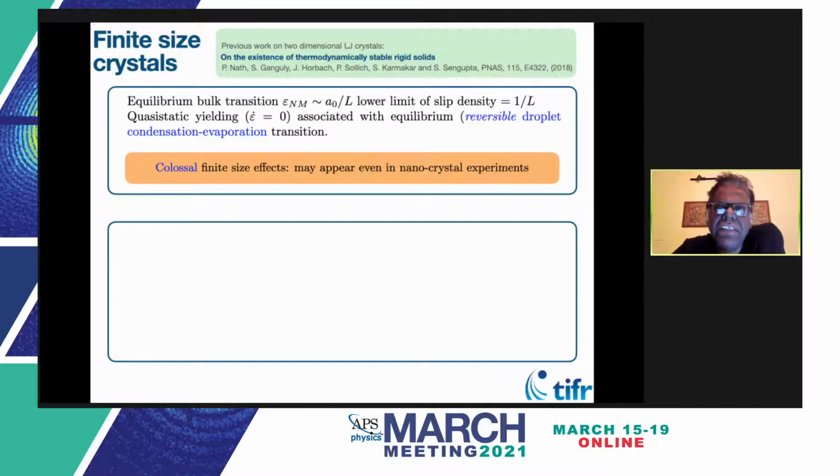This is easy to understand in the liquid-gas context, because in order to grow a droplet of liquid, you need atoms to come from the rest of the system. However, if you have a finite system, then that is limited. So that stabilizes a droplet of a certain radius. A similar thing is happening here, although it is difficult to understand it directly as in the Ising system. And what this means is that there are colossal finite size effects. And this may also appear in experiments. So this is something that we have to keep in mind.